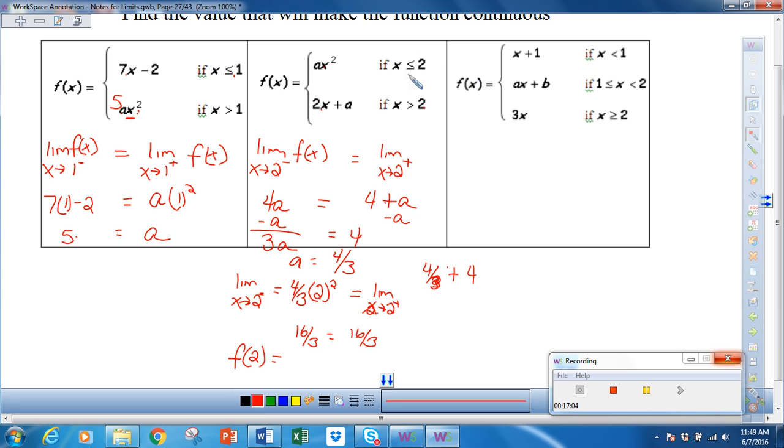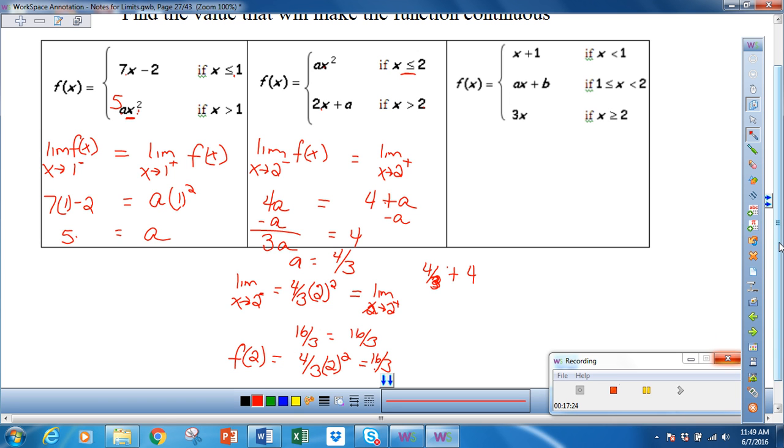F of 2, once again, is defined by the top one, so we've already calculated that. That would be 4/3 times 2 squared, which is 16/3. So we see that the limit exists, that f of 2 exists, and f of 2 is equal to the limit. Alrighty, let's do the next one.